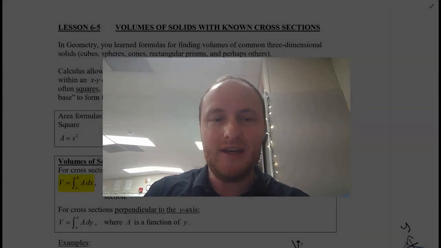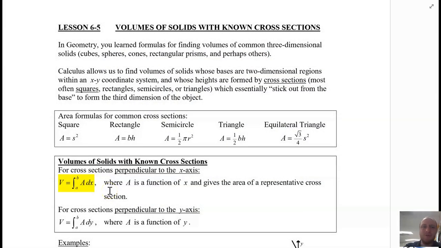So let's go ahead and get to the lesson. In geometry, you learn formulas for finding volumes of common three-dimensional solids, such as cubes, spheres, cones, rectangular prisms, and perhaps others. Calculus allows us to find volumes of solids whose bases are two-dimensional regions within an XY coordinate system, and the heights are formed by cross-sections. The types of cross-sections that we're going to be specifically working with are a square, rectangle, a semicircle, a triangle, and maybe even an equilateral triangle. And those formulas are given for you.